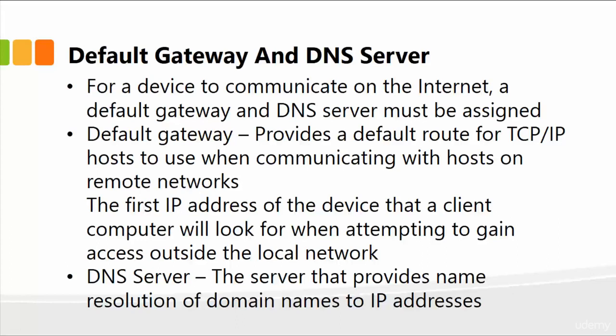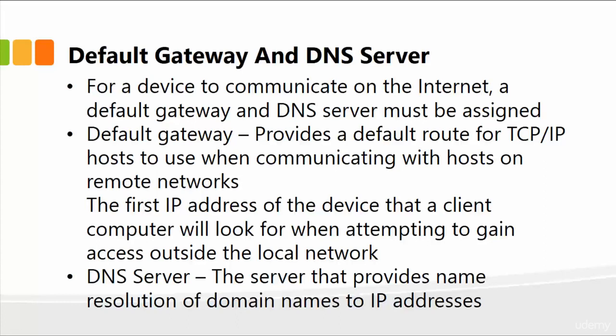The default gateway provides a default route for TCP/IP hosts to use when communicating with hosts on remote networks. So now you're connected to someone else outside your own environment. It is the first IP address of the device that a client computer will look for when attempting to gain access outside the local network.